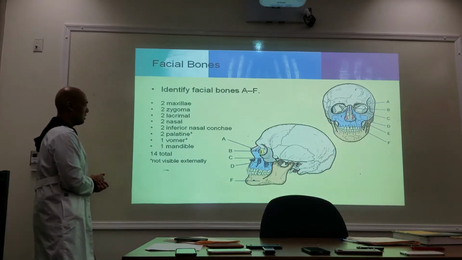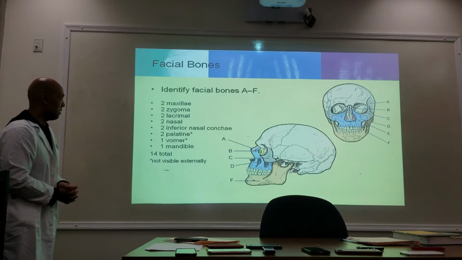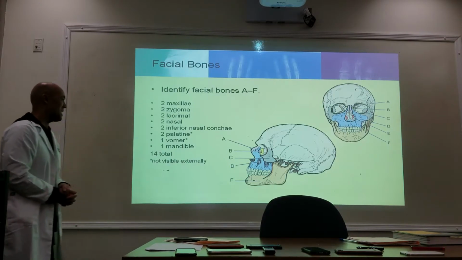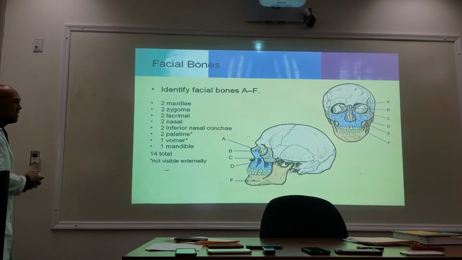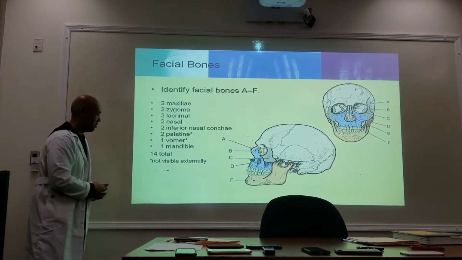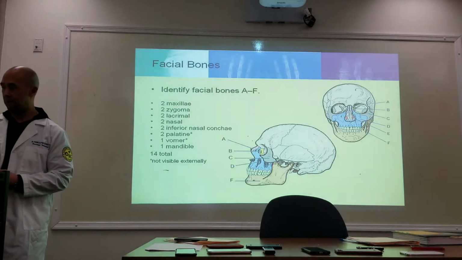Two inferior nasal conchae, two palatine bones, one vomer that can't be seen externally, you have to look at the inside, and then one mandible. So there's a total of 14 bones altogether.